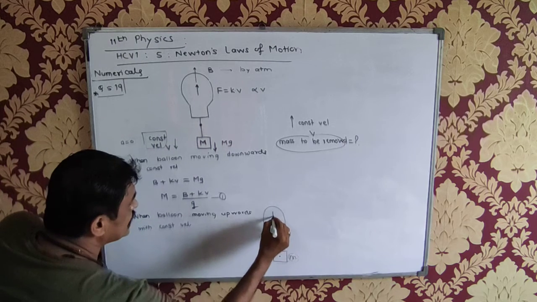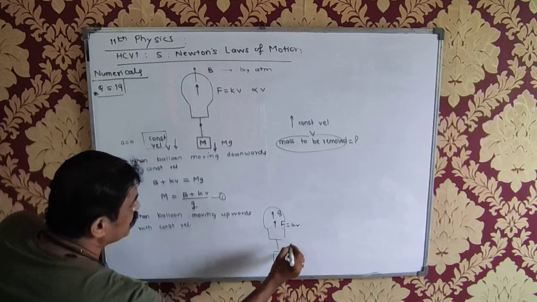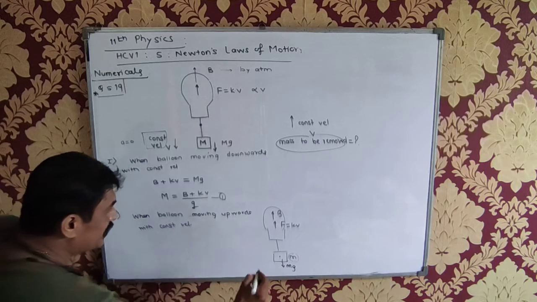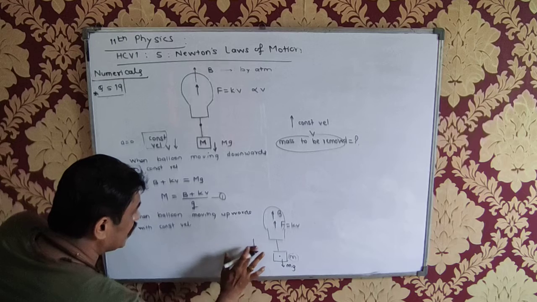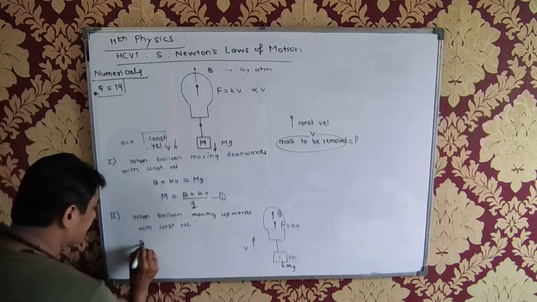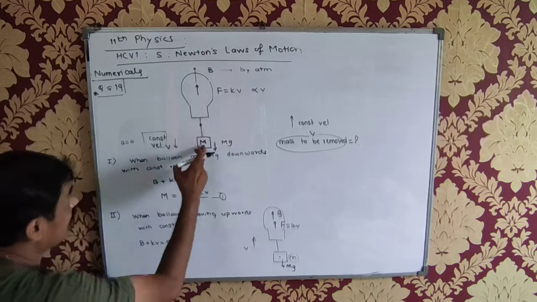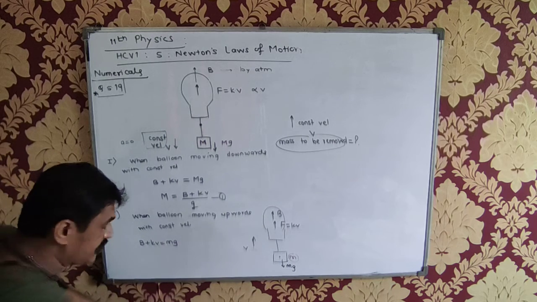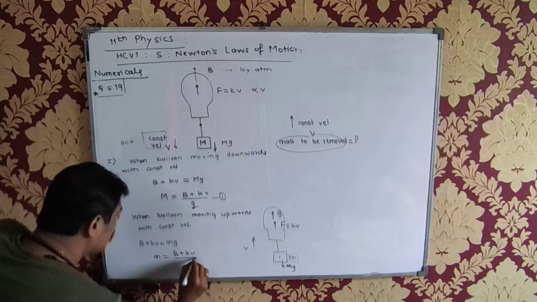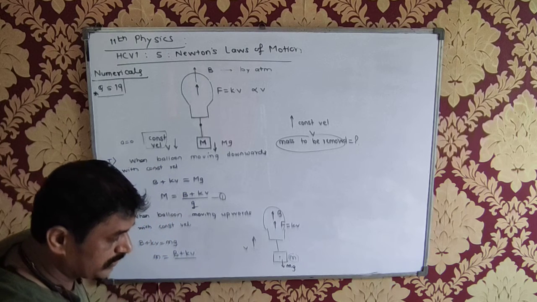Now the upward forces are same. What? B and F is equal to kv. ये upward forces और नीचे एक्ट करने वाला फोर्स mg है. समझ में आ रही बात? Yeah. Isn't it? But it is moving up with constant velocity v. So in that case again B plus kv is equal to mg. Yes. This is capital M and this is small m. Please make a note of this. So what is small m is equal to B plus kv upon g.